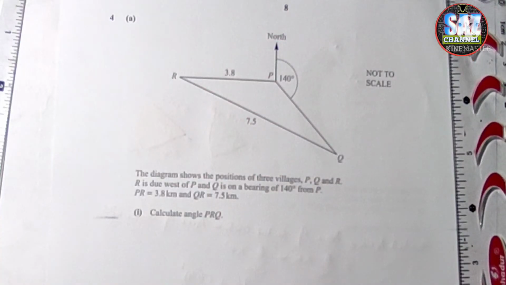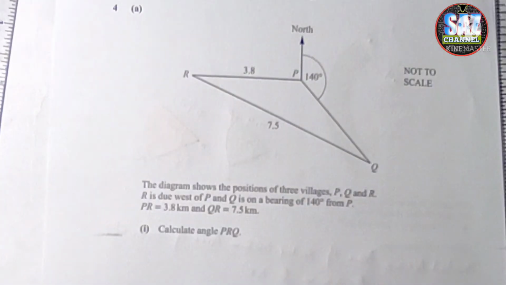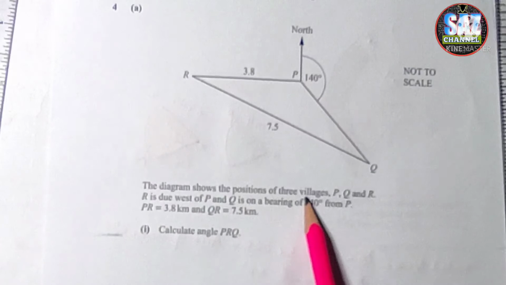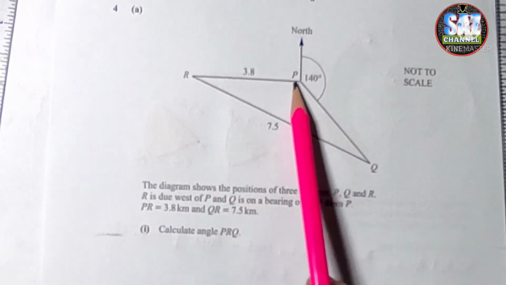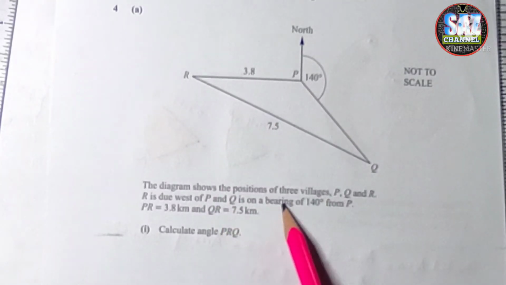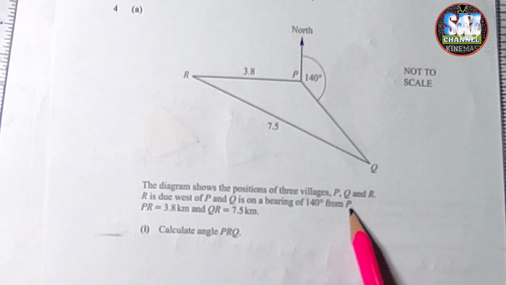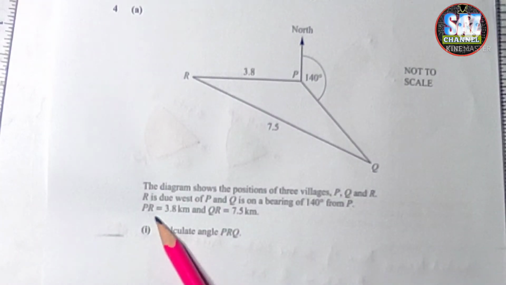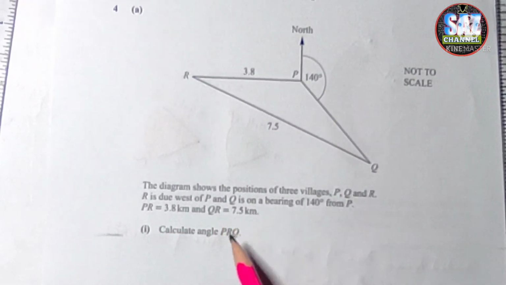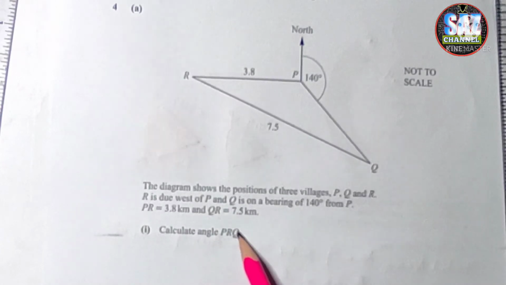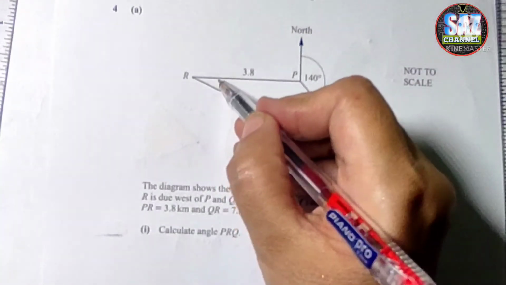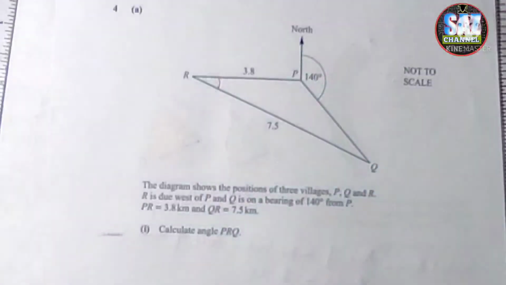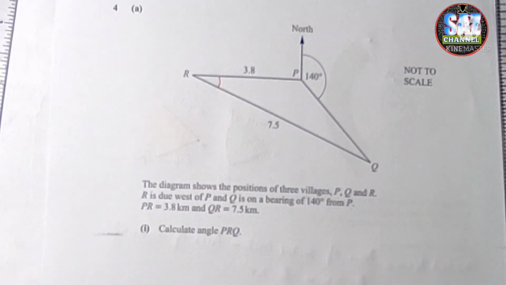And the next question is about trigonometry and bearing. Let's read the question first. Question 4 says, the diagram shows the position of three villages P, Q and R. R is due west of P, and Q is on the bearing of 140 degrees from P. The distance P to R is 3.8 kilometers and Q to R is 7.5 kilometers, and we have to calculate the angle PRQ. Our intention is to find angle R. This is the requirement of the question.